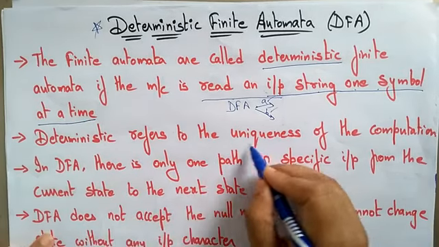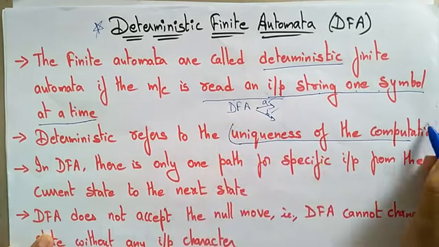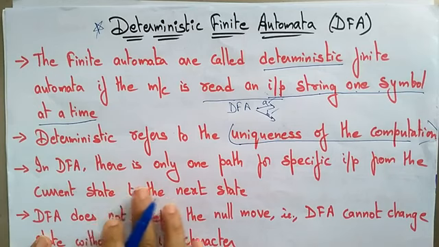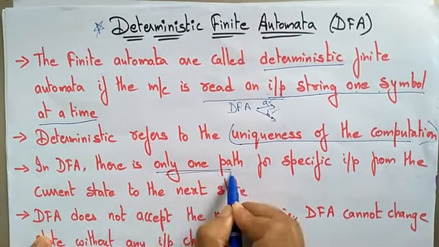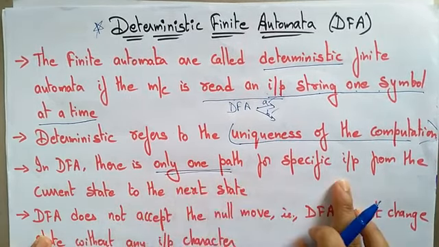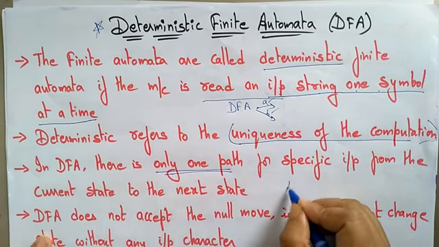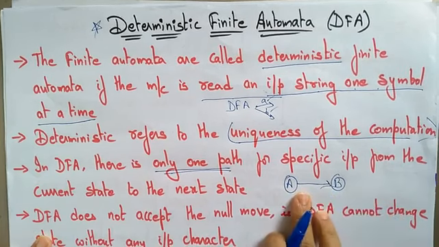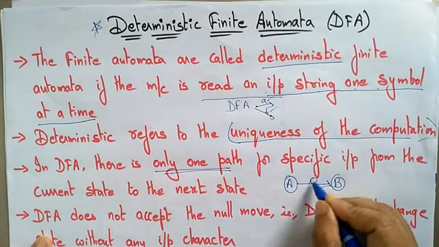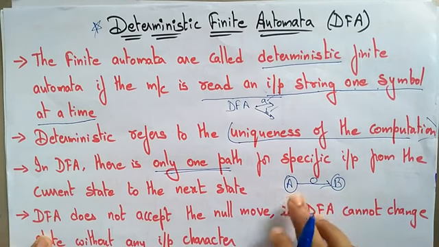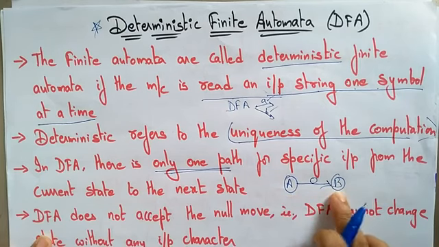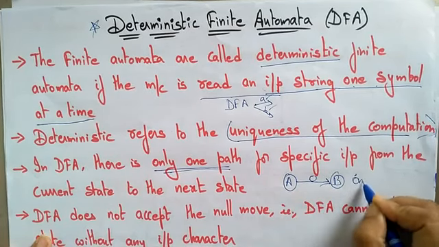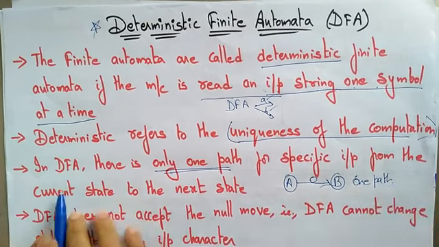Deterministic refers to the uniqueness of the computation. In DFA, there is only one path for a specific input from the current state to the next state. Suppose I want to go from A to B, there will be only one path. If the input 0 is there, it can go only to B, from the current state to the next state. Only one path is there.